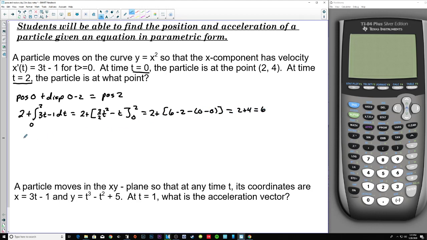So we know the x-coordinate. We know the x-coordinate is 6, and we have this relationship right here. So y is x squared. So (6, 36).